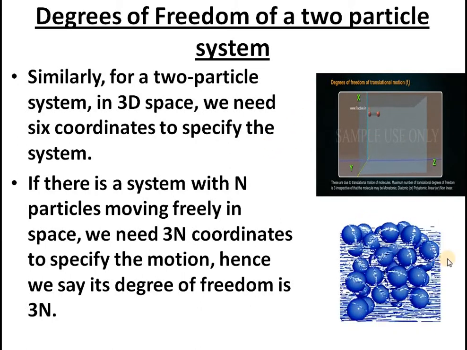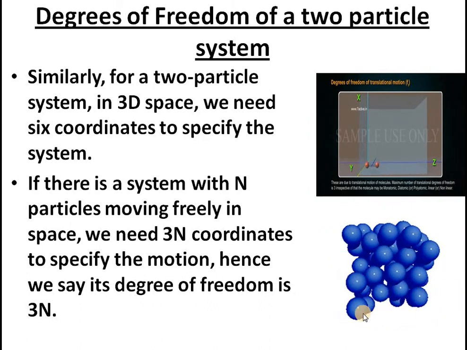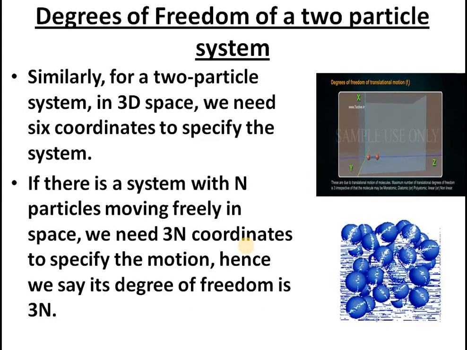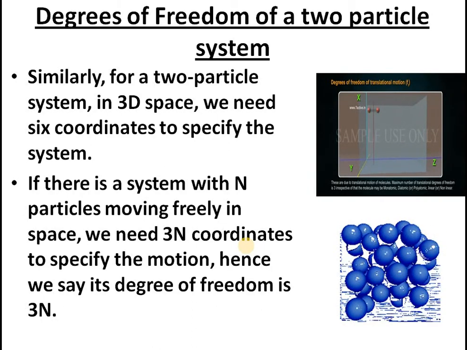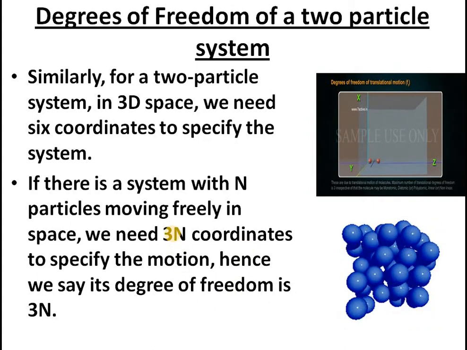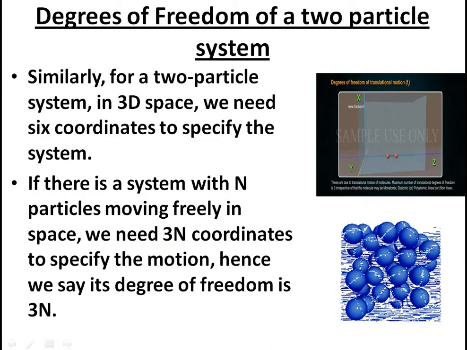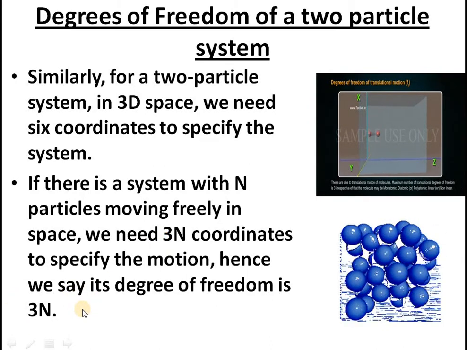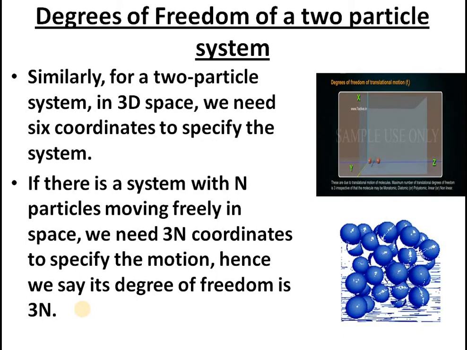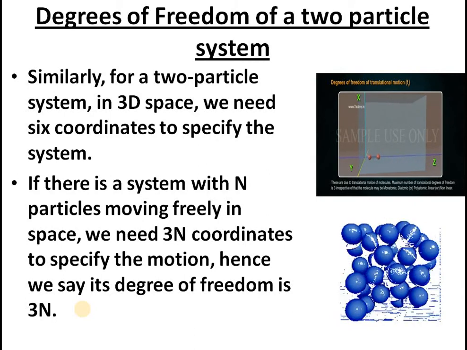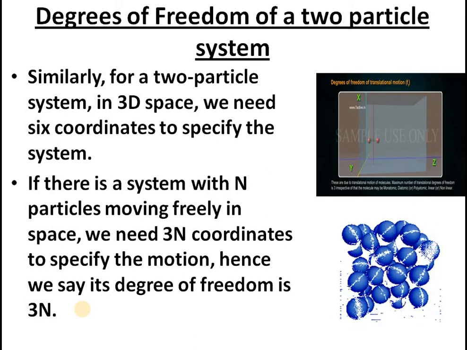Now if you come to an n-particle system, for a single particle you have 3 degrees of freedom. So for n particles there will be 3n degrees of freedom. Suppose the number of particles is 10. So the total degrees of freedom of the system will be 30. That means 30 variables are required to express its configuration, or its motion or state, at any time. That's the meaning of this. So we generalized it.